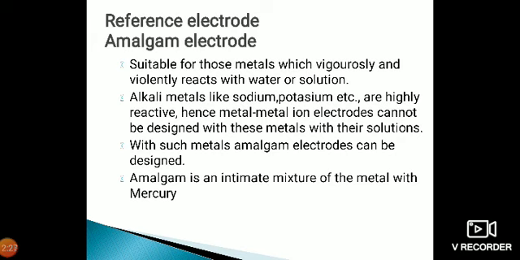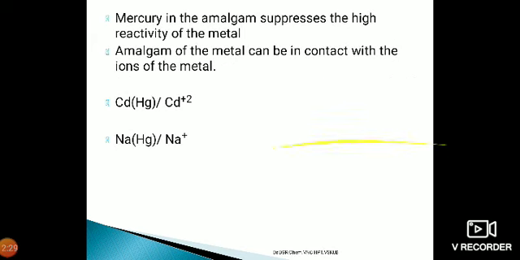Amalgam is an intimate mixture of the metal with mercury. Mercury in the amalgam suppresses the high reactivity of the metal, and the amalgam of the metal can be in contact with the ions of the metal. So we can represent an amalgam electrode. Here we have taken two examples of amalgam electrodes. First one is the cadmium amalgam electrode, second one is the sodium amalgam electrode.